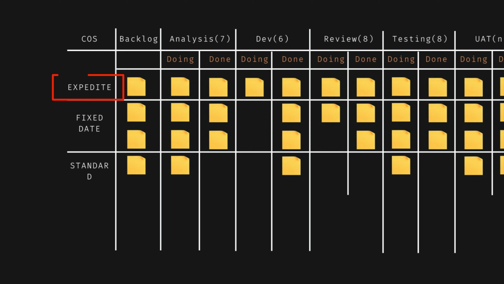For example, we might have an expedite class of service that gets first priority through the system. Examples of work item types that usually belong to the expedite class of service include production issues, firefighting issues, or system down issues. All right, so these were the 5 prerequisites that we need to have before we can set up a Kanban board.